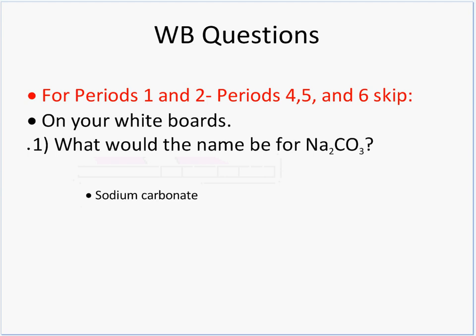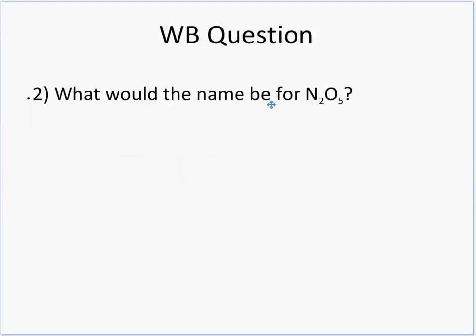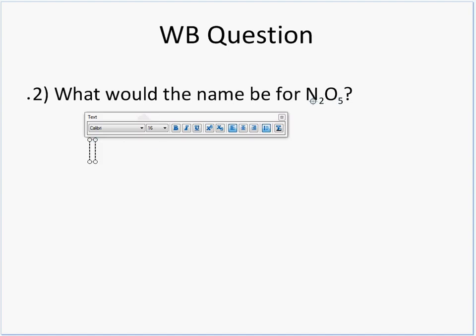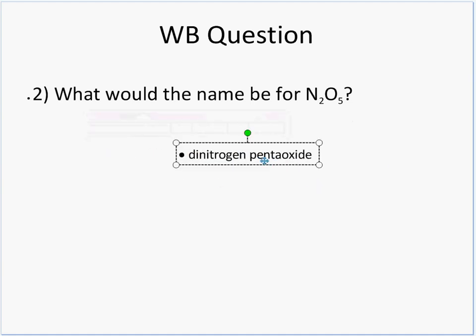Okay, let's do the next whiteboard question. What would the name be for N2O5? Pause it till you're ready to discuss. N2O5 is a covalent compound. I need to name it using prefixes then. So there's 2 nitrogens, so that's dinitrogen. And then there's 5 oxygens, so that's penta. Then we have to change it to oxide. So dinitrogen pentaoxide is what this would be called.